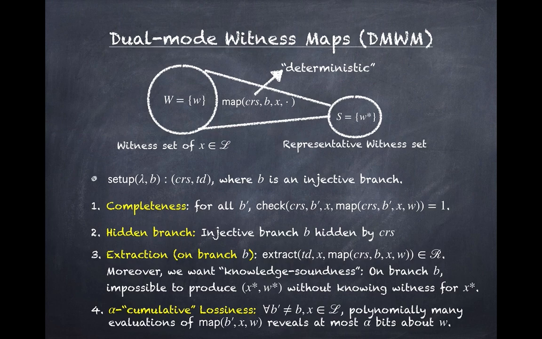And finally, we insist on a stronger form of lossiness, which we call cumulative lossiness, which says that if you evaluate the map on all branches other than the injective branch, in particular, if you evaluate the map on arbitrarily many lossy branches, the amount of information that you reveal about W is at most alpha. So the loss does not accumulate with the number of evaluations of the map, but it is bounded by some alpha, irrespective of the number of evaluations under different lossy branches.